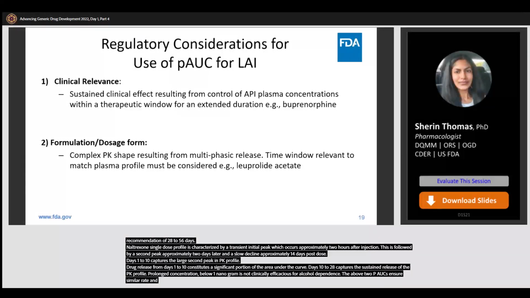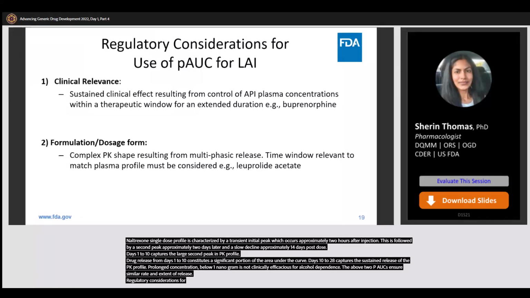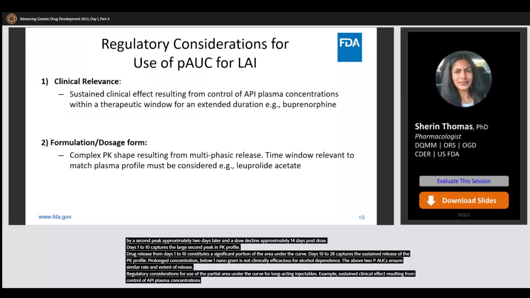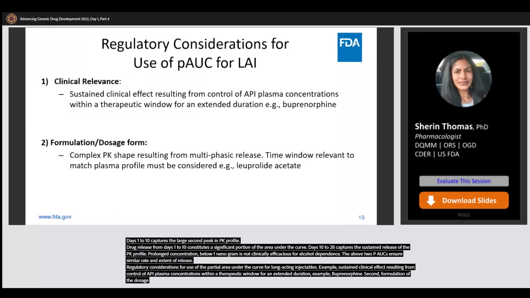The regulatory considerations for the use of partial area under the curve for long-acting injectables are, first, clinical relevance. For example, the sustained clinical effect resulting from the control of API plasma concentration within a therapeutic window for an extended duration, such as in the case of buprenorphine. Second, formulation of the dosage form. For example, the complex PK shape resulting from the multiphasic release. The time window relevant to match the plasma profile must be considered, such as in the case of leuprolide acetate.